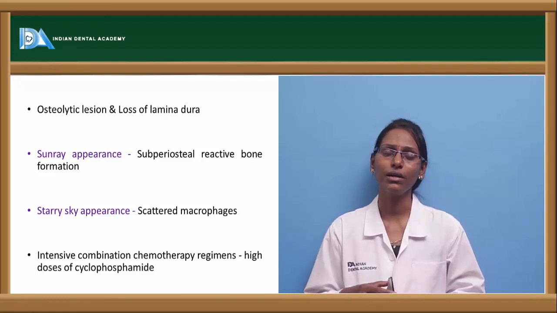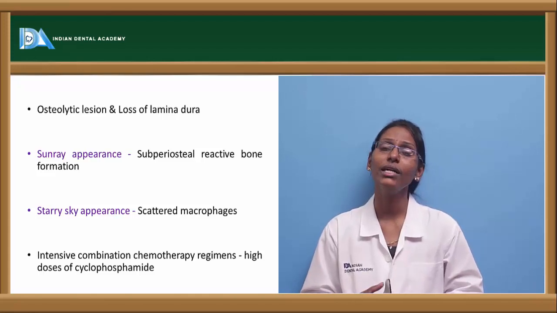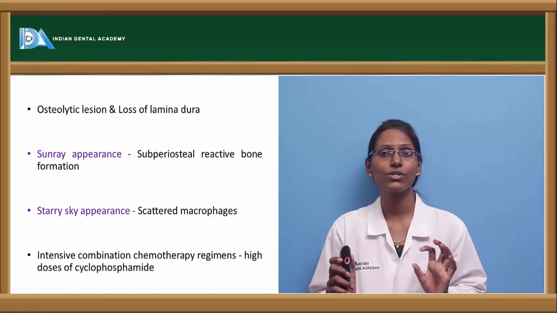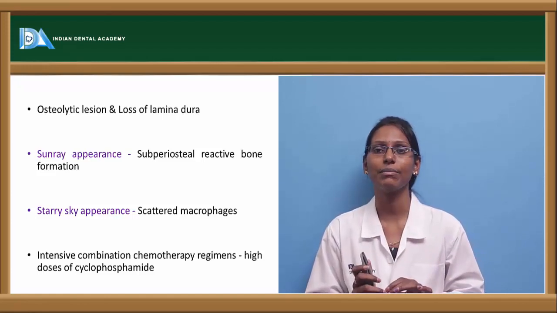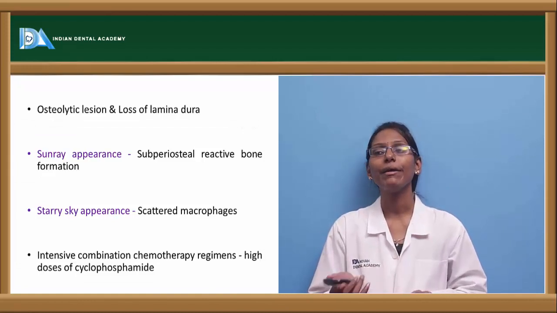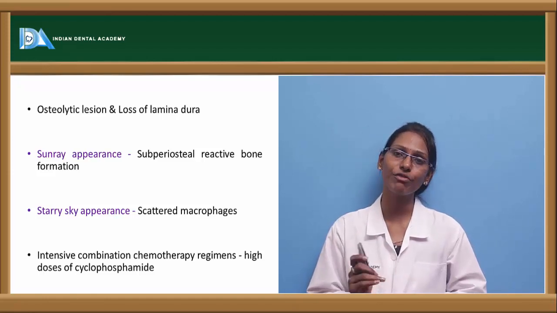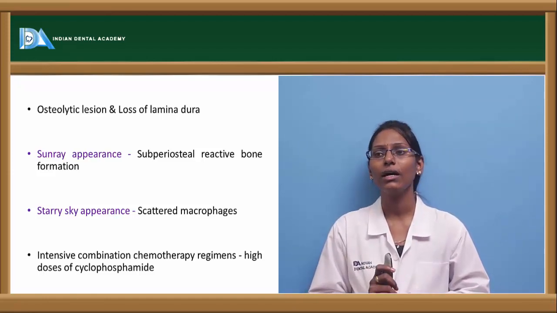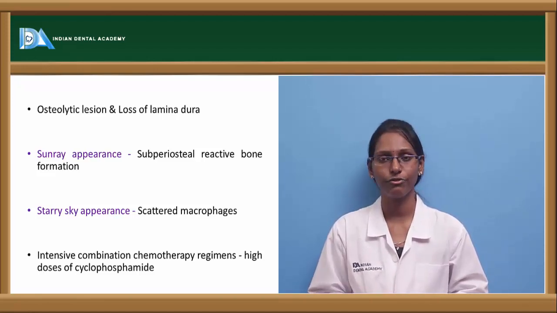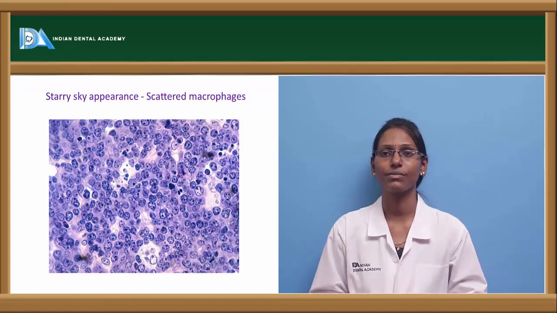And in a smear or histopathological examination, there will be a starry sky appearance. Starry sky appearance means there will be scattered macrophages over the smear. This is called a starry sky appearance, and is one of the pathognomonic features of Burkitt's lymphoma. Coming to the management of Burkitt's lymphoma, it is usually by an intensive combination chemotherapy regimen and radiotherapy. High doses of cyclophosphamide are usually administered in Burkitt's lymphoma. And this is a picture showing the starry sky appearance with scattered macrophages. Thank you.